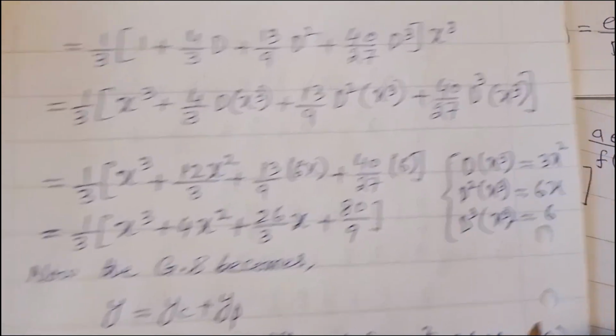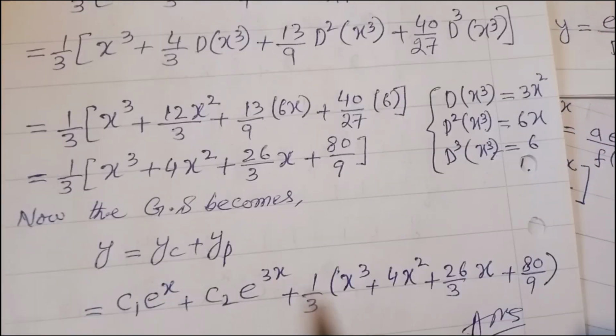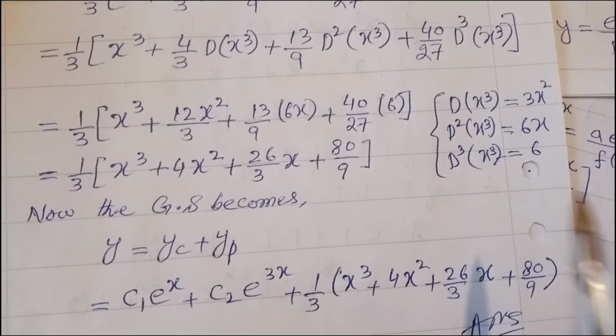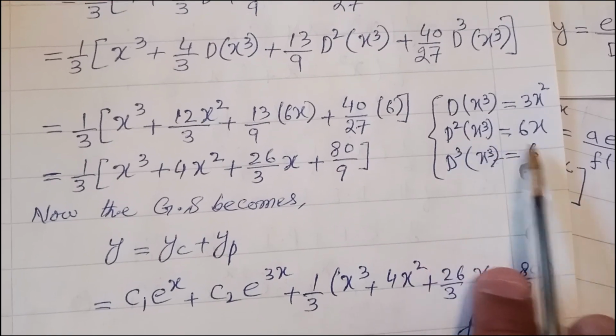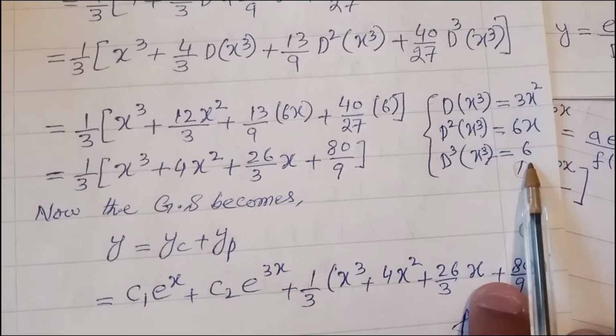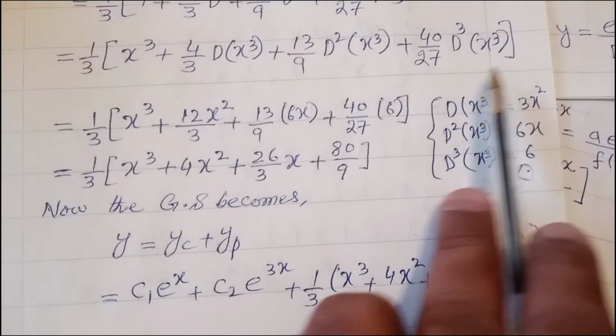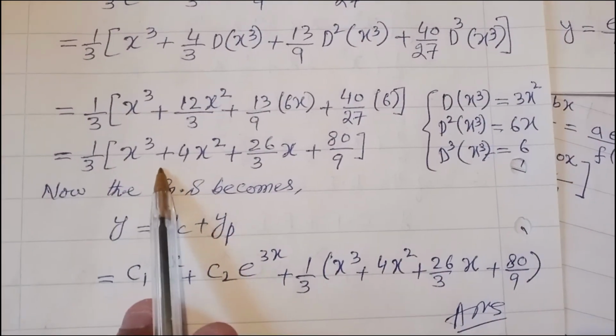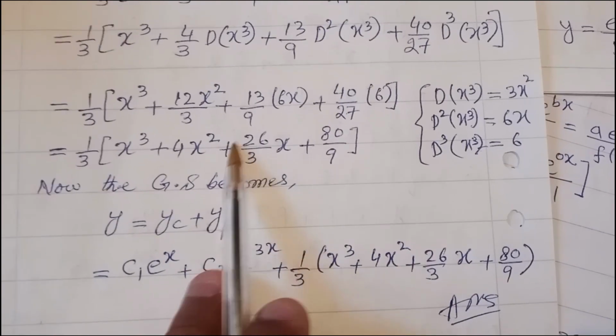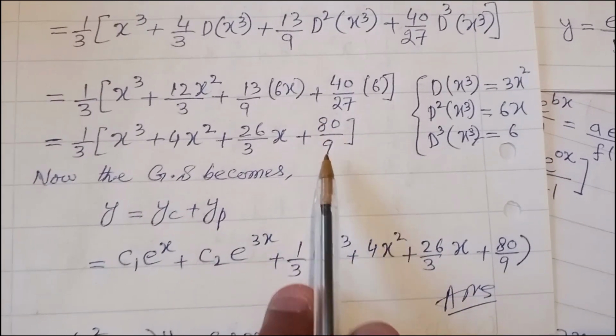Here I show you the derivative of the different orders. The differential of x cube will be 3x square, the second order derivative of x cube will be 6x, and the third order derivative will be 6. So by substituting their values and multiplying by the equation, we get 1 upon 3 x cube plus 4x square plus 26 upon 3x plus 80 upon 9.